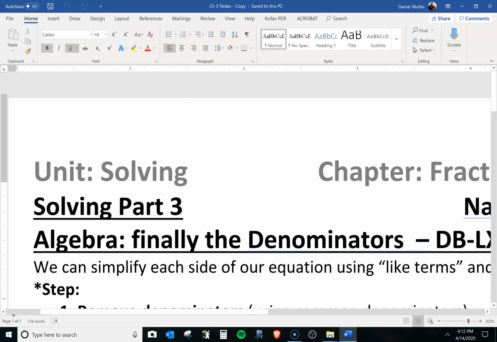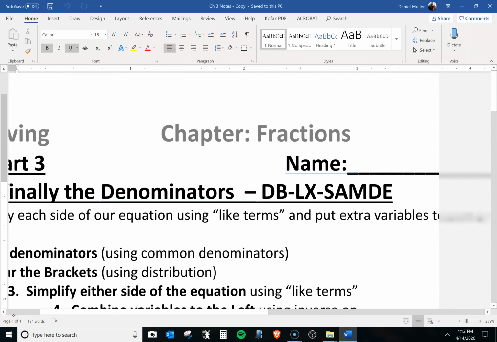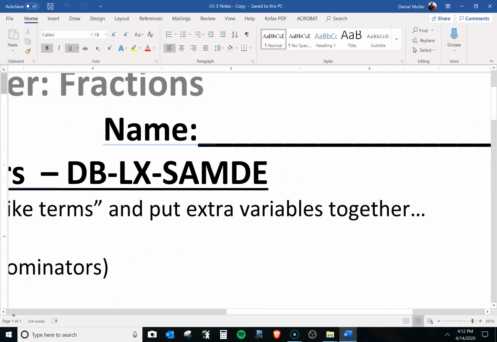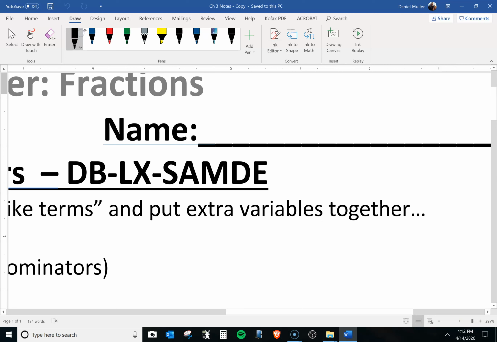Solving part 3, this is now when we get into fractions. We looked before at this. This should make absolutely no sense unless you've seen this before, but really this is BEDMAS, but backwards. However, we can't do the B. So solving makes us do backwards BEDMAS. That's how you solve to find out what x is.